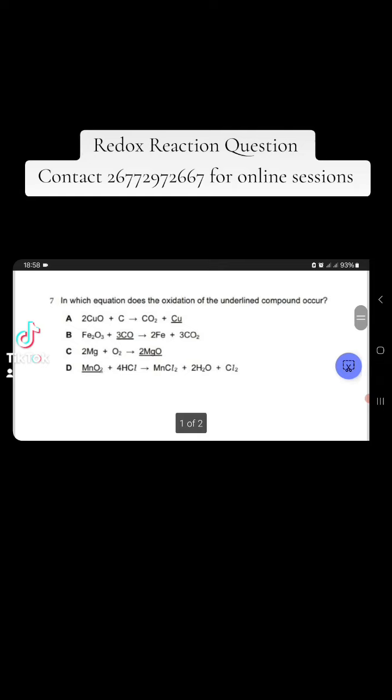We have option A, the underlined compound is copper. Option B, carbon monoxide. Option C, magnesium oxide. Option D, manganese 4 oxide.